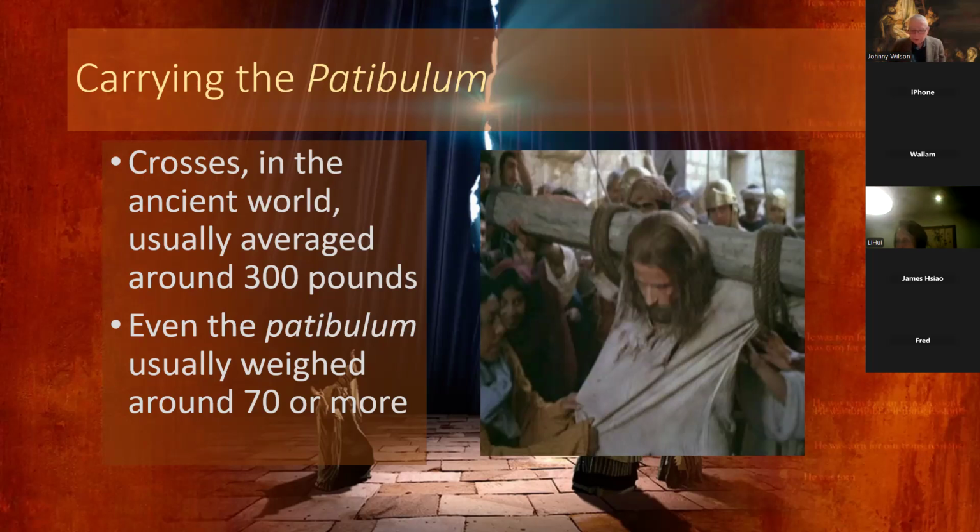So the soldiers wanted to make sure this didn't happen. So to me, it seems reasonable to accept this incident as being historical. Jesus was weak. They thought he was going to die on the way to Golgotha. So they conscripted somebody from out of town to do it.